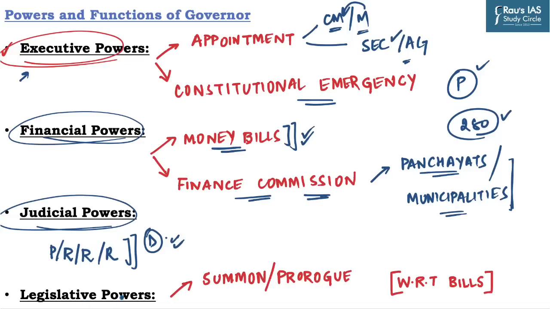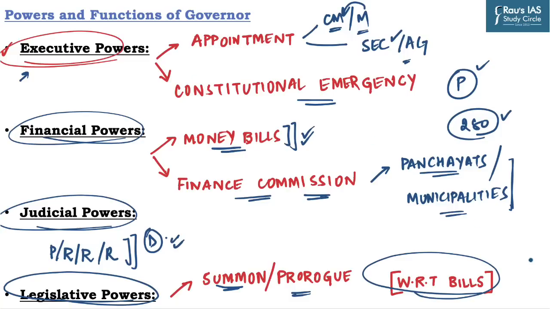Further, the legislative powers. Now, under the legislative powers, the governor can summon or prorogue the state legislature. He also has wide powers with respect to the bills passed by the state assembly. We will discuss this in detail in due course.